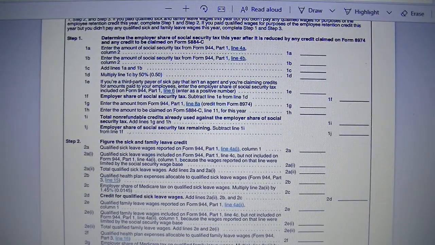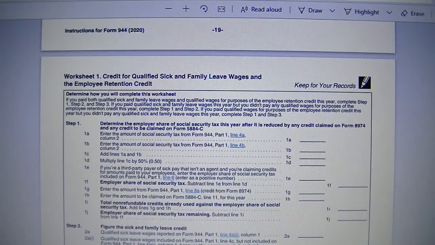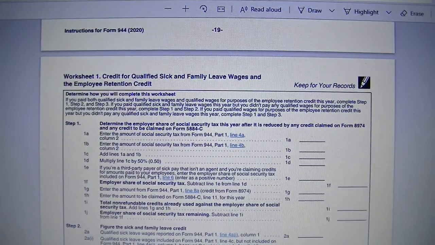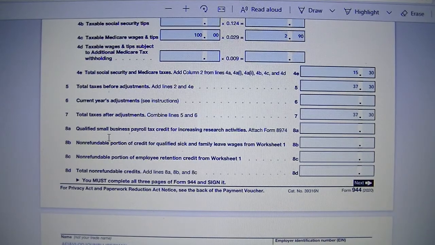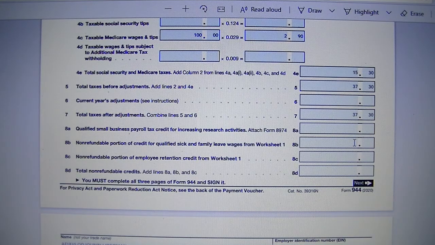And you will use the worksheet to calculate the non-refundable portion of the credits. And that will go on line AB, non-refundable portion of employee retention credits. So we have line AC, and let's read a little bit about the employee retention credit. It will come from worksheet 1 as well and go on line AC.